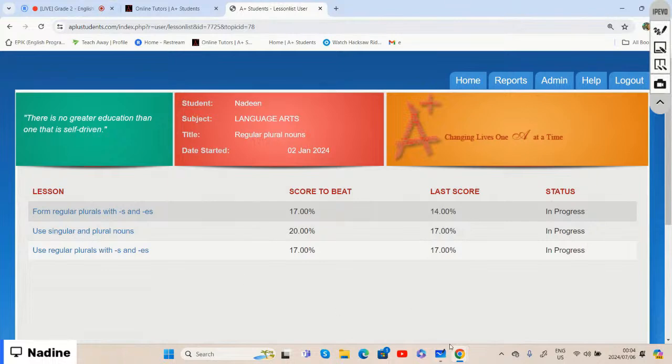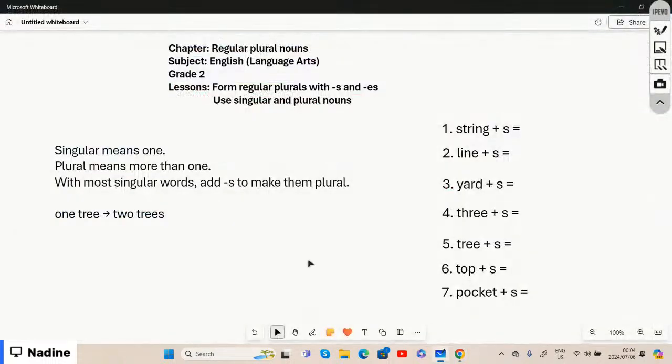All right, so our chapter is regular plural nouns. Our subject is English Language Arts, grade 2. And the lessons that we are going to be focusing on under the chapter of regular plural nouns are to form regular plurals with S and ES and to use singular and plural nouns.